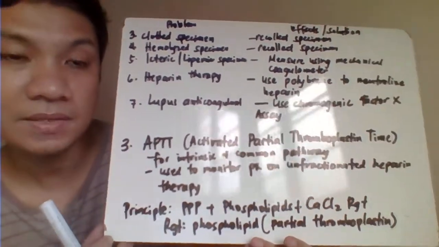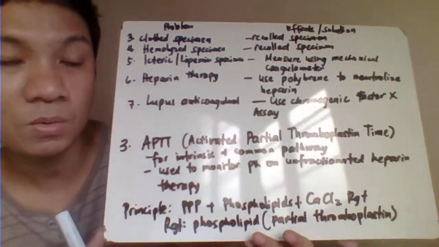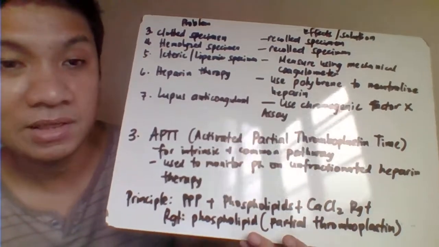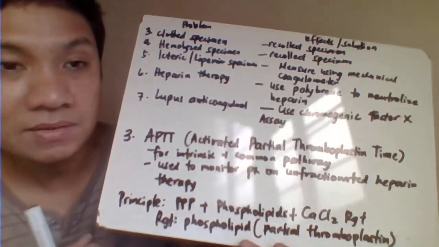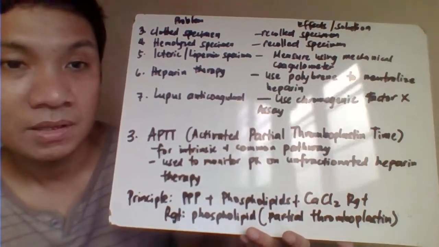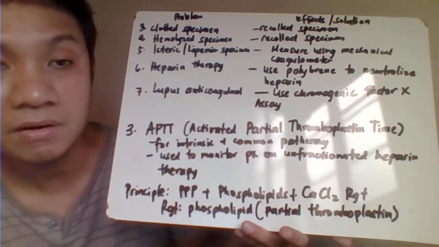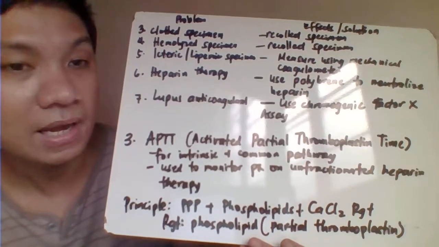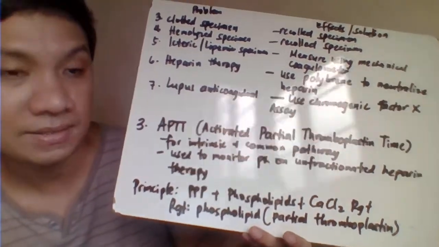Then we have here the patients on the heparin therapy. So remember that your heparin is an anticoagulant, so it will have here a false result or a false increase without actually determining the exact clotting time result ng patient natin. So if the patient is on the heparin therapy, then you need to use the polybrene in order for you to neutralize the activity of the heparin in order for that not to interfere with the result. The patients with lupus anticoagulant, okay, so measure that one using your chromogenic factor 10 assay.